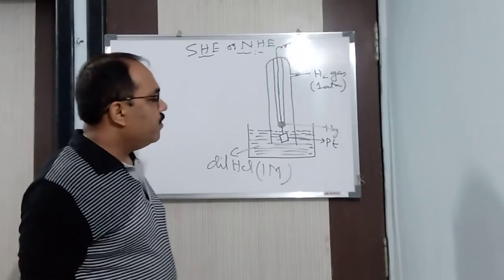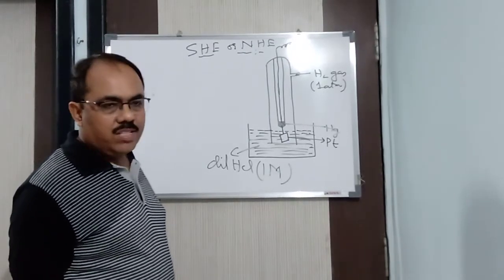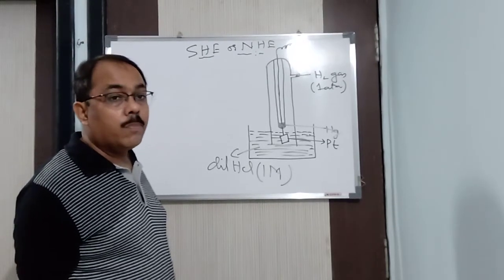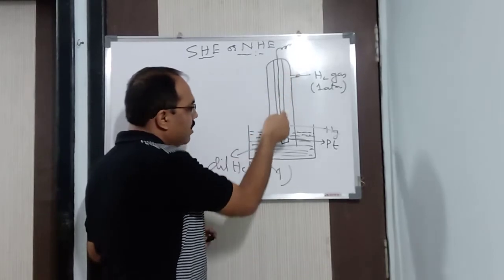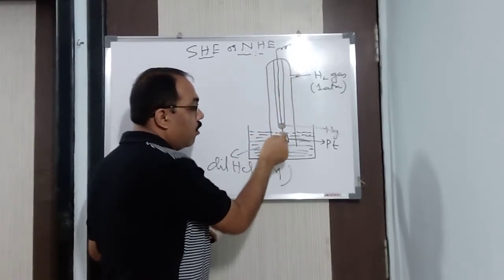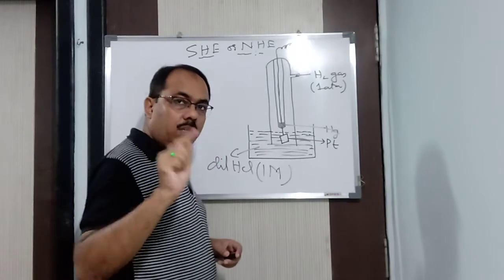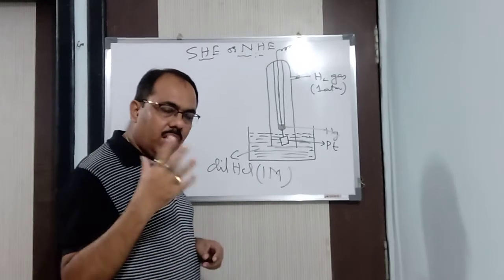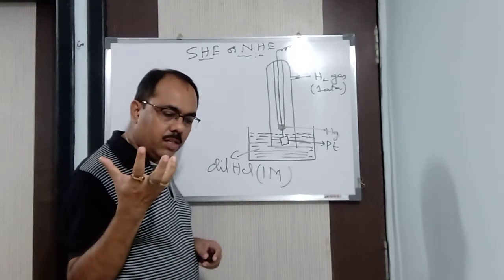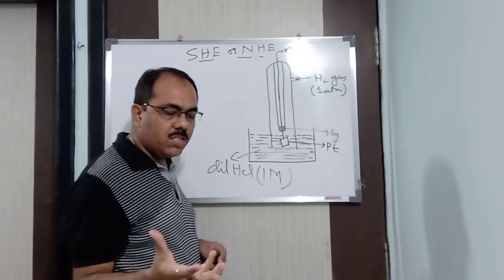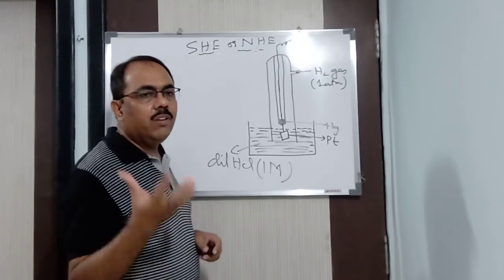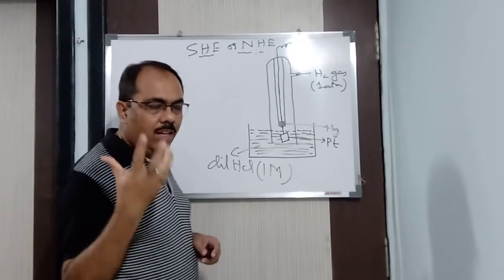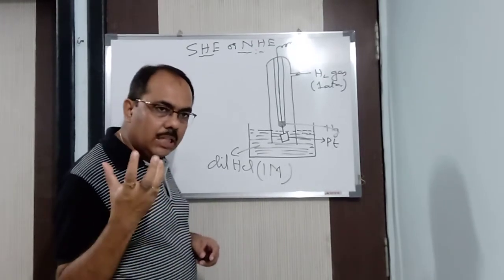Why? Because you will be studying this in surface chemistry, or you might have studied it in lower classes, that it increases the rate of adsorption. When I pass hydrogen gas into it, the hydrogen gas will be adsorbed, A-D-sorbed, on the surface of the platinum. So if the surface of the platinum is coated with platinized black, the rate of adsorption of hydrogen gas is going to increase.